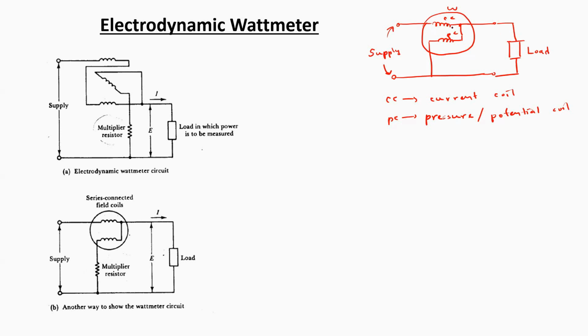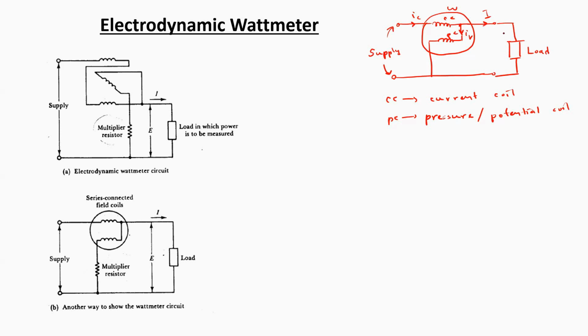Now, as per the connection, the current coil is supposed to carry a little bit more current compared to the load, because the current that is passing through the current coil, let's say IC, is going to be divided into two branches. Let's say I is the current which is going to flow through the load, and this is the current which is going to flow through the potential coil. But the current flowing through the potential coil is less compared to the overall current flowing through the current coil. So in a sense, the current coil is carrying the current which is actually supposed to flow through the load.